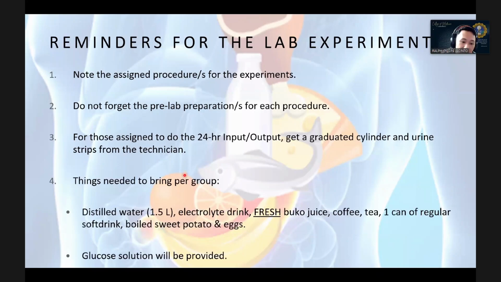And then these are the things that you need, that you have to bring certain drinks, yung water, Pocari Sweat, fresh buko juice, tas coffee, tea, yung soft drink, and then you also have to bring boiled sweet potato and eggs. So for experiment 10 and 9. And take note that it is only the glucose solution that will be provided.